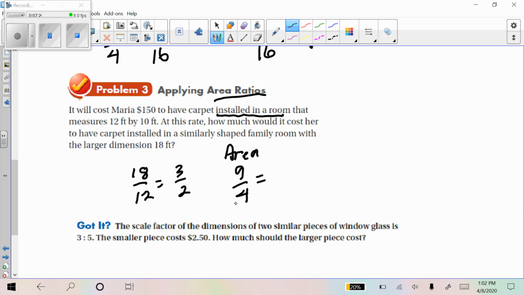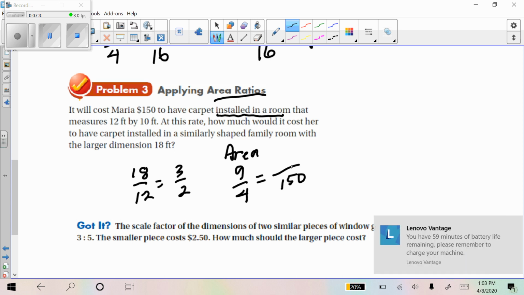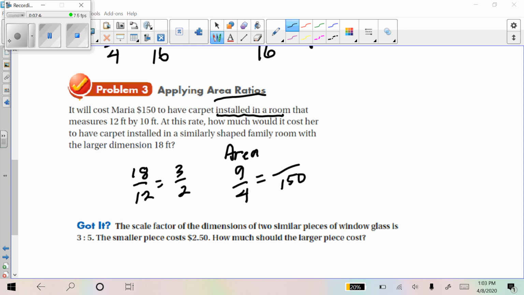So if the smaller area costs 150, the corresponding larger area will cost in the ratio of 9 to 4. So we're going to solve that by cross multiplying and dividing. And we get $337.50.